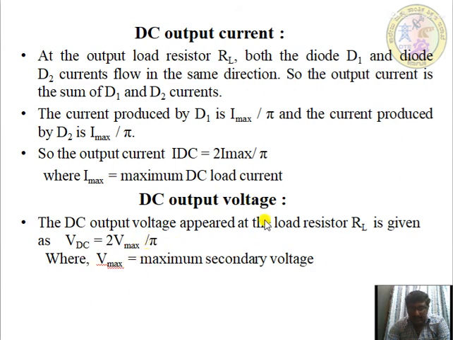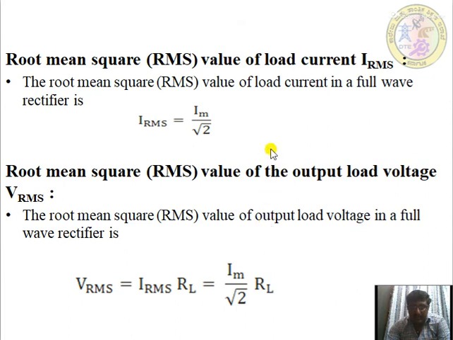Here Vmax is the maximum secondary voltage, and the root mean square value of the load current IRMS is given by Im by root 2. That is the RMS value of the load current in a full wave rectifier. Next, the RMS value of the load voltage VRMS is equal to IRMS into RL, which is Im by root 2 into RL. So this is the formula for the RMS.